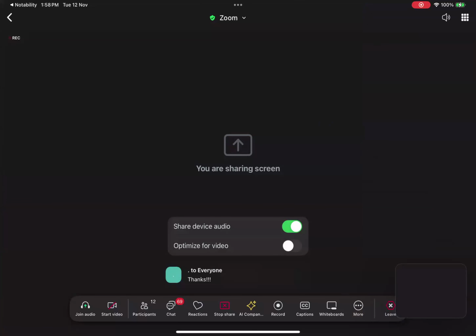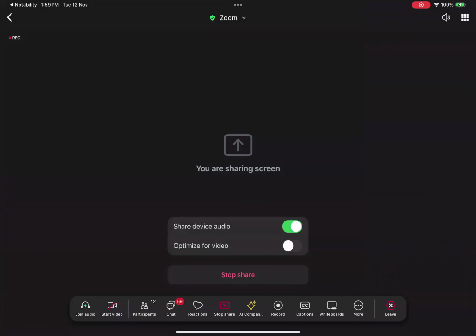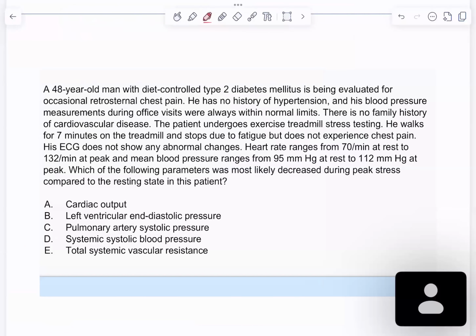Are you guys able to see my screen? Yeah, we can.